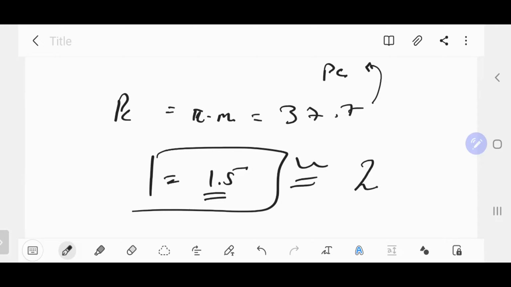If it is 1.1, then also it is 2. 1.2, that is also 2. 2.1 is equal to 3. Yes, exactly. So that is the special thing about the contact ratio.